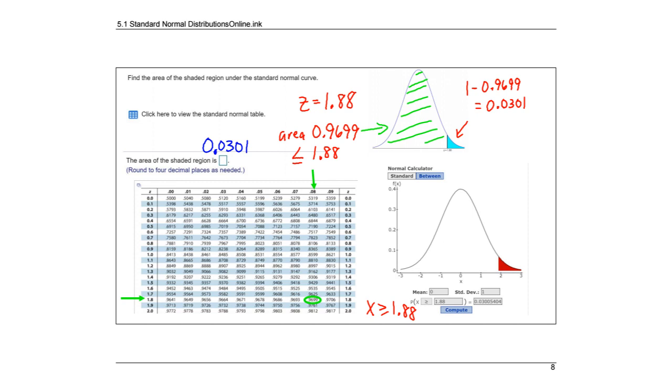Okay, so this problem doesn't actually say much, but it gives you a picture. So it says find the area of the shaded region under the standard normal curve. And we get the graph that's up here. Now I know this is very hard to see, but it gives me down here that the z is equal to 1.88. And then it also shows me that the shading is to the right.